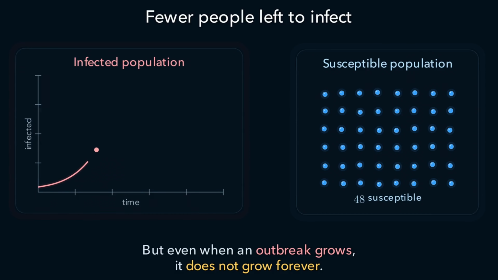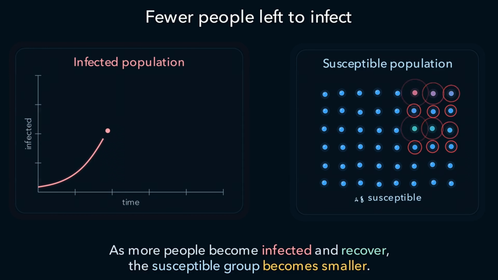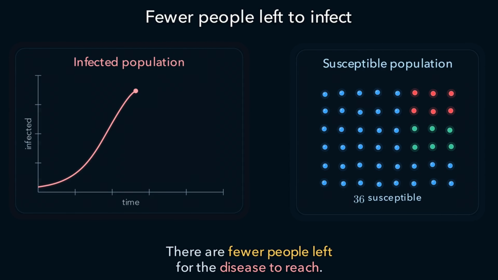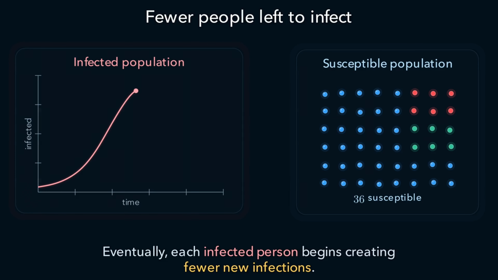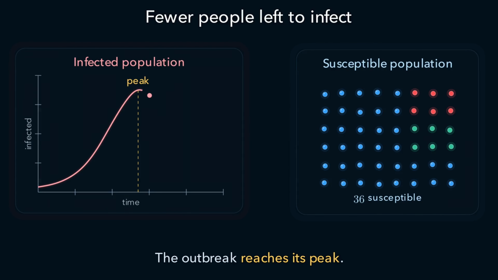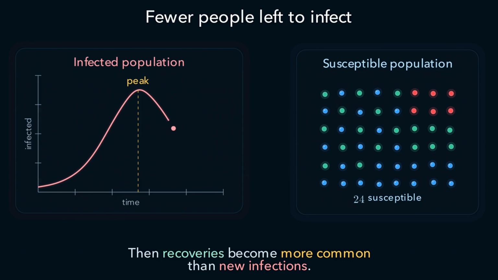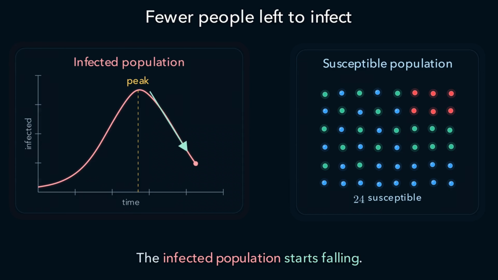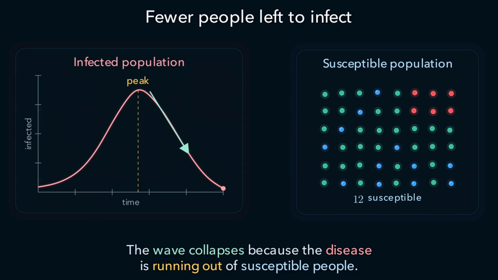But even when an outbreak grows, it does not grow forever. As more people become infected and recover, the susceptible group becomes smaller. There are fewer people left for the disease to reach. Eventually, each infected person begins creating fewer new infections. The outbreak reaches its peak. Then, recoveries become more common than new infections. The infected population starts falling. The wave collapses because the disease is running out of susceptible people.